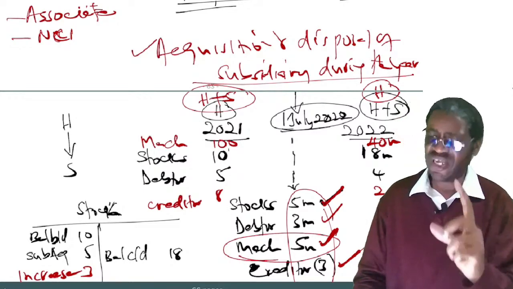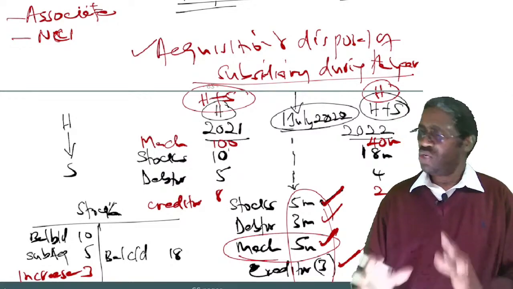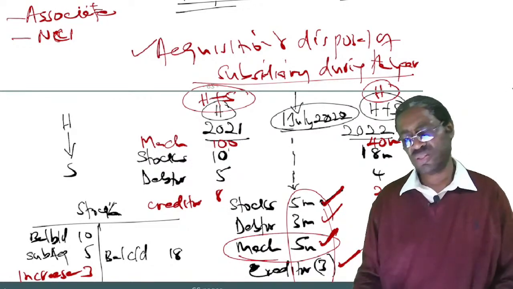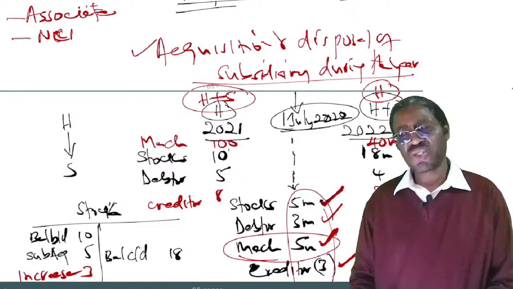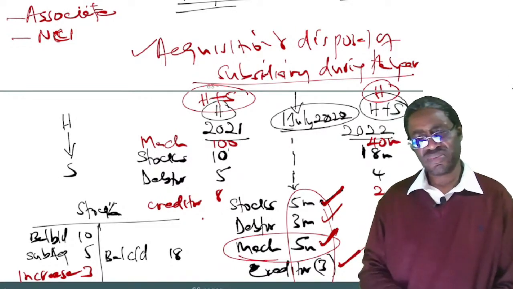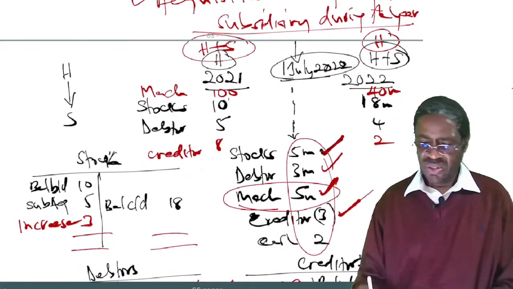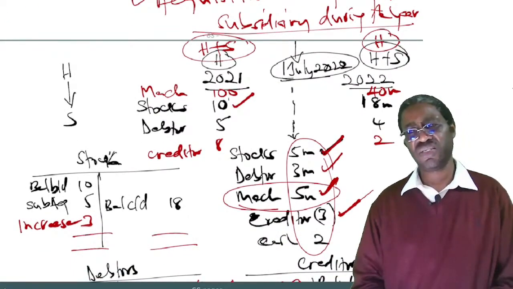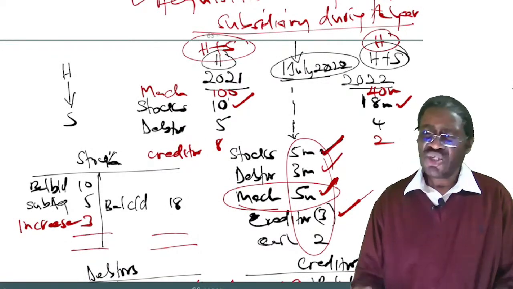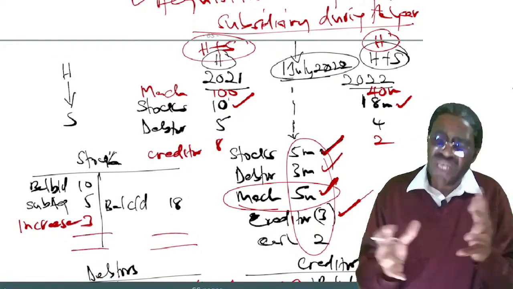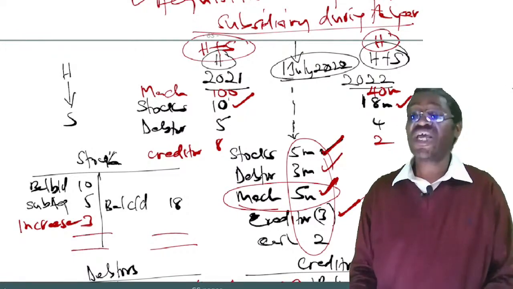So listen carefully again. When you are preparing a cash flow question, and here is a scenario where you disposed a subsidiary company during the year. For example, stocks were 10 million last year. From this balance sheet, the stocks are 18 million. Do you conclude that there was an increase in stock of 8 million? The answer is no.